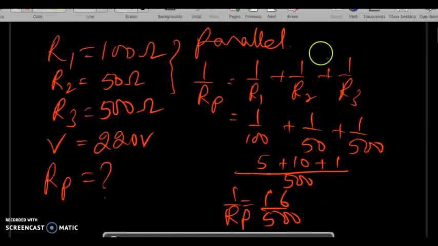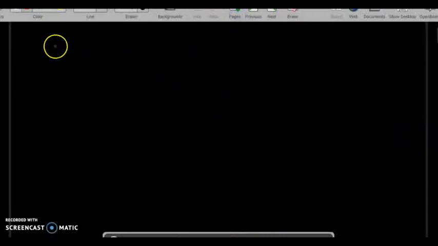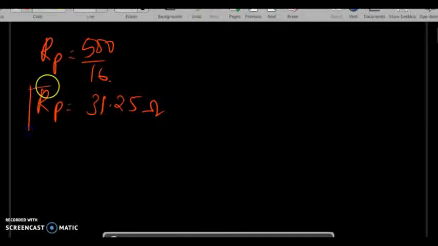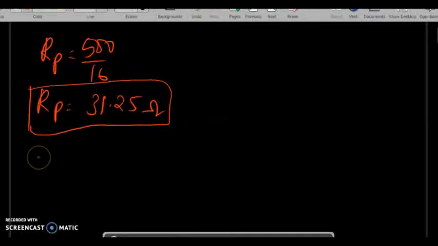So 1 by RP is that much. So naturally RP will be equal to 500 by 16. So what will that be equal to? RP is equal to 31.25 ohm. So this is the resistance of the conductor of the iron.